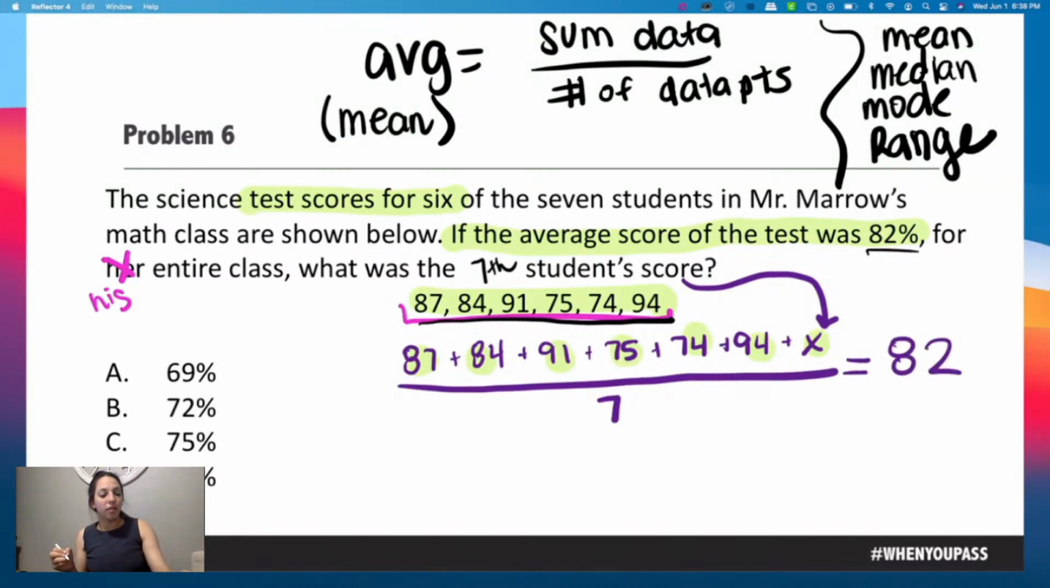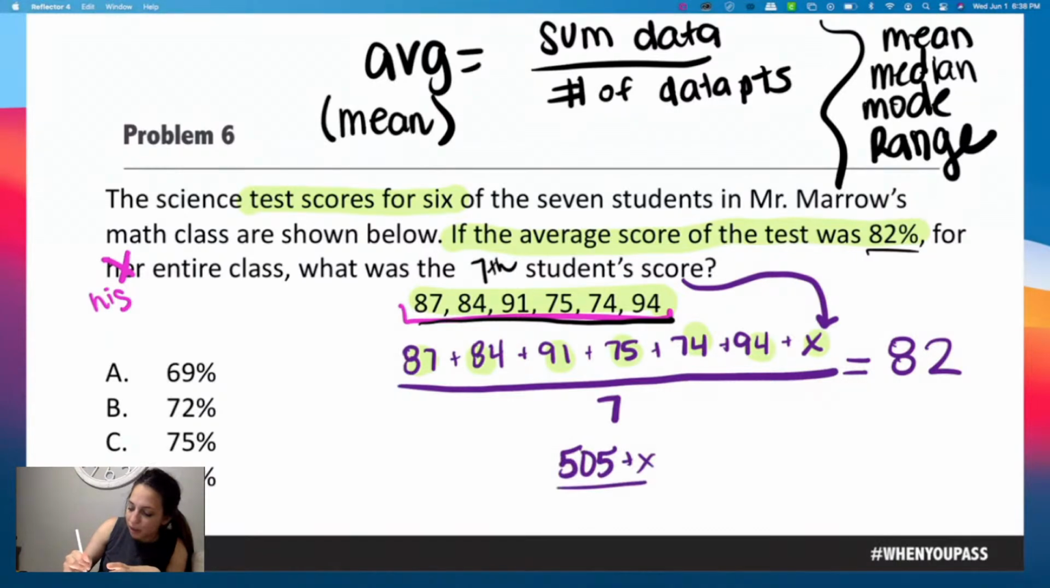Now I'm going to add those together, and I'm going to do it twice. Why am I going to do it twice? Because when I add that many numbers together, I very easily could have a slip of the finger. So 75, 74, 94. I got 505. I'm going to check my work one more time. 87, 84, 91, 75, 74, 94, 505. So 505 plus X divided by 7 equals 82.